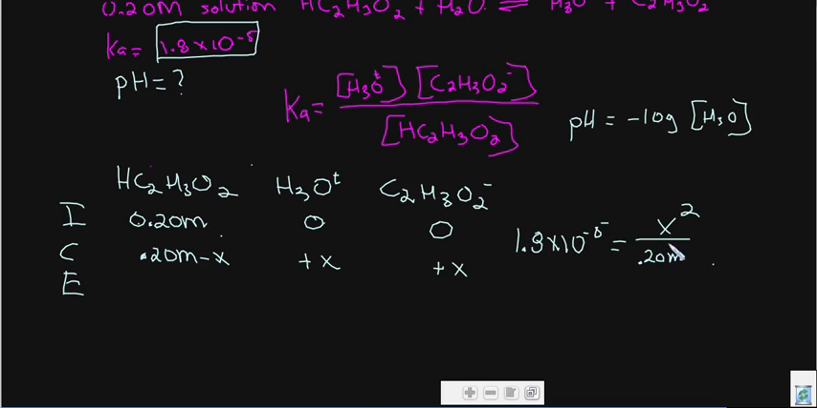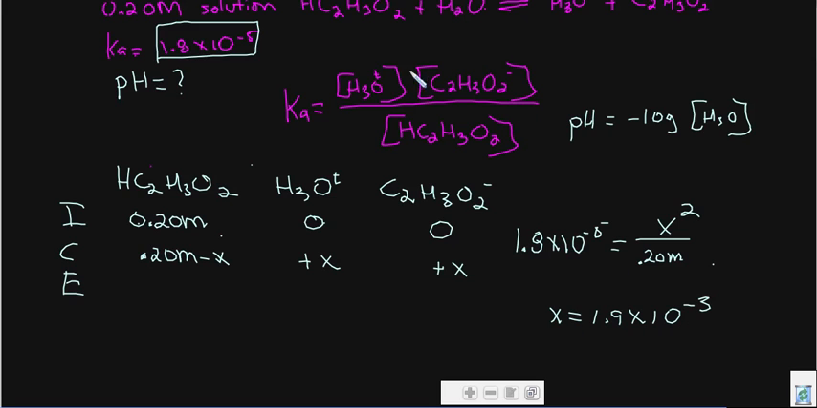And I wrote it in there to begin with just so you could see that it should be there, but we do have a reason for not needing to use it. And so that, of course, simplifies things. So you're going to take this 1.8 times 10 to the negative fifth, multiply it by 0.2, and then take the square root of that. And you're going to get x equals 1.9 times 10 to the negative third. And so that's the value of x.